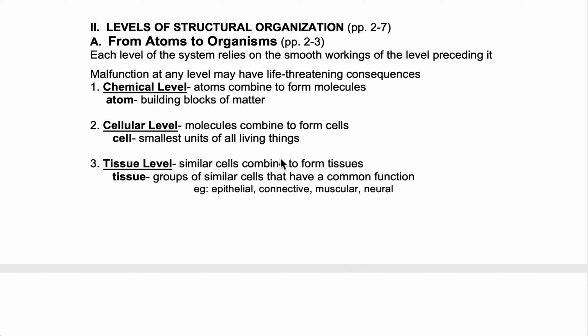When you start to clump some of these similar cells together, they start to form tissues, such as similar muscle cells forming a muscle tissue, or nervous tissue, or connective tissue, or even bone tissue. So tissues are groups of similar cells that have a common function.